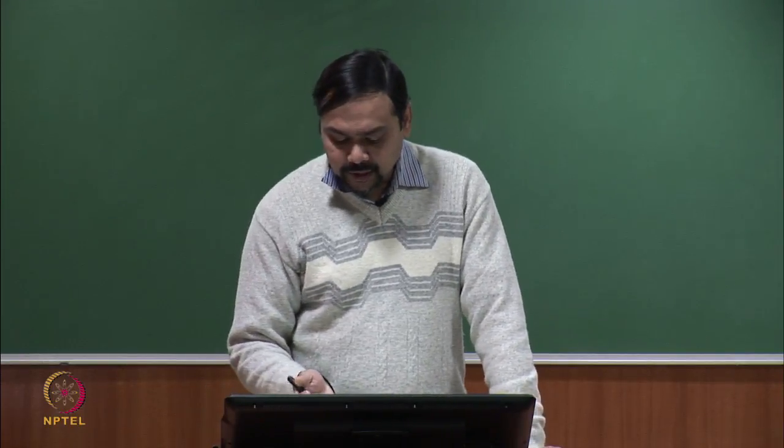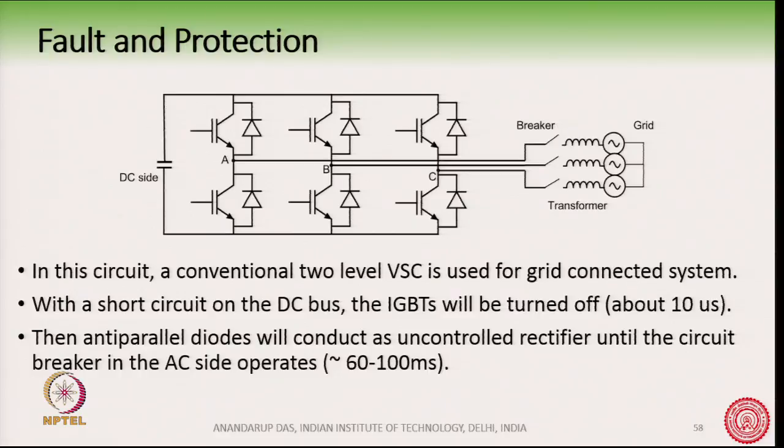For example, in this case, if there is a line to line fault on the grid side, the breakers at the output of the converter can operate and can isolate the fault. But there can be some faults which are very severe on the converter, and the designer must ensure that the converter is protected during such severe faults. So one of the severe faults is what we will start our discussion with today, and eventually we will progress to MMC.